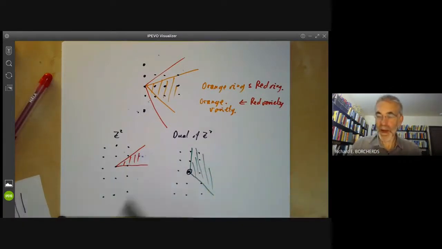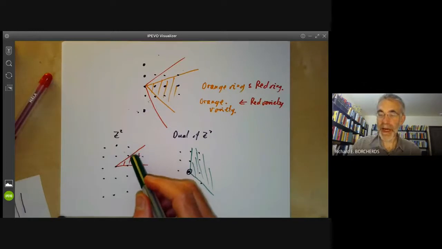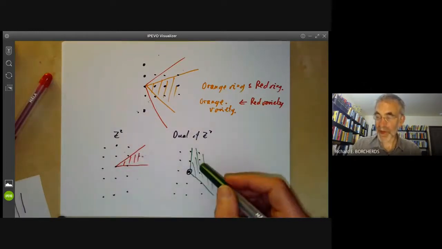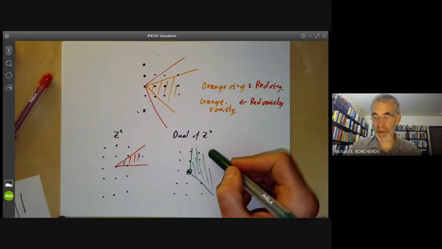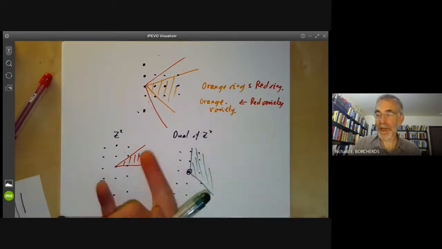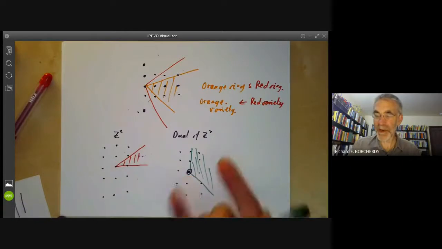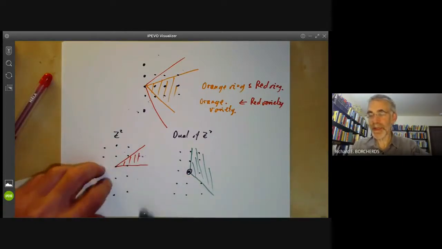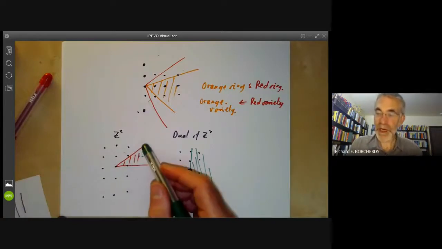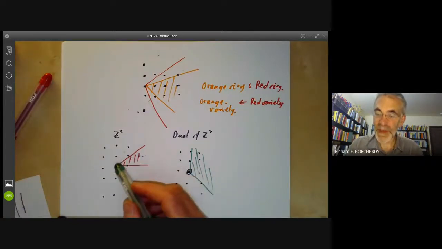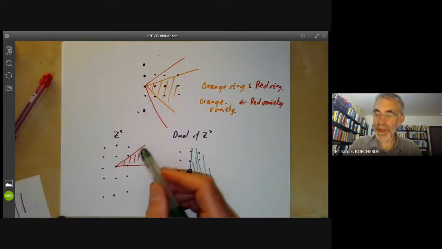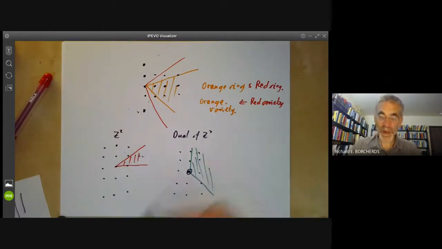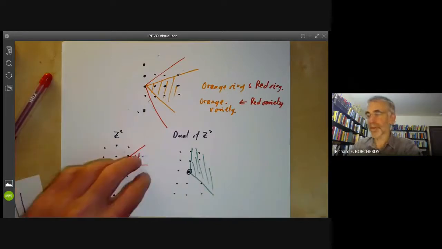And now, if a cone is contained in another cone, the dual cone of the first one will actually be bigger than the dual cone of the second. So by taking duals, we sort of reverse the direction of morphisms. So the idea is, instead of associating a variety to a cone, we associate a variety by taking the ring associated to its dual cone.